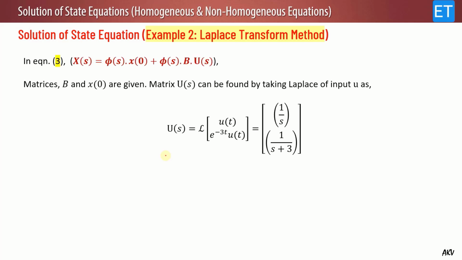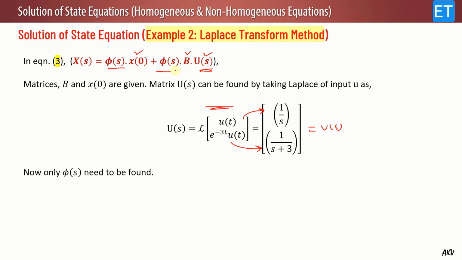So now let's find U(s). As I said, U(s) is the Laplace transform of these two inputs. It's a column matrix, remember. So u(t) is 1 upon s, that is a unit step, and then e power minus 3t is 1 upon s plus 3. So this is your U(s). So in this equation, x0 is known, B is known, U(s) is known, only phi(s) is remaining.